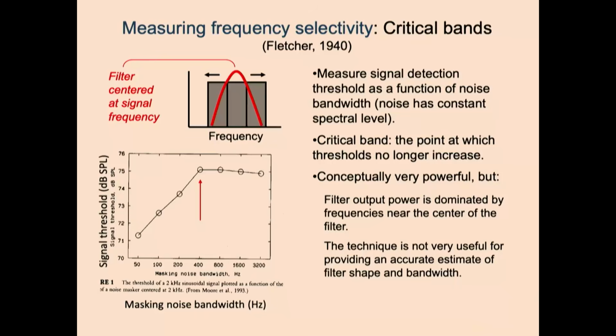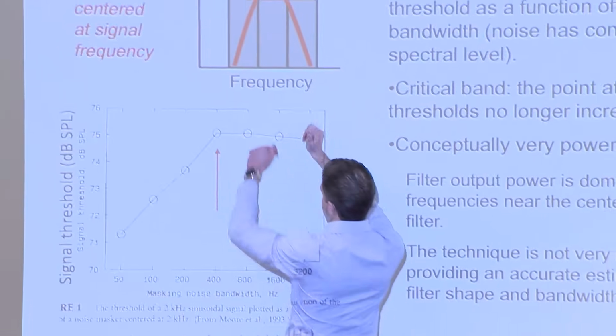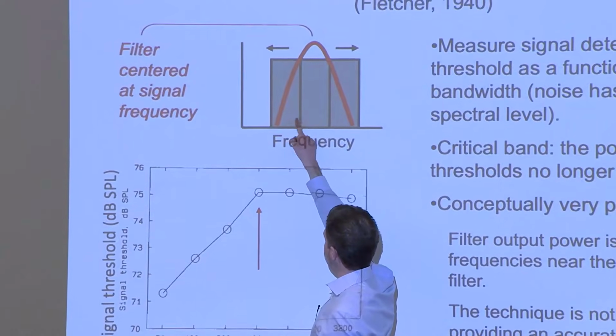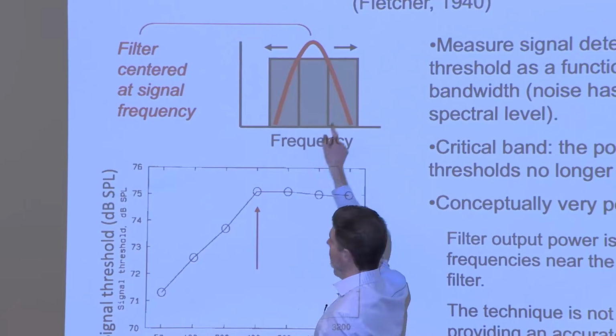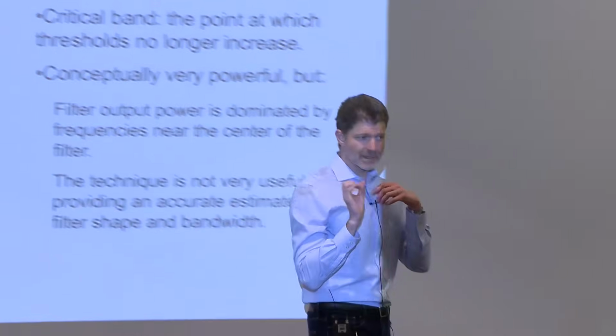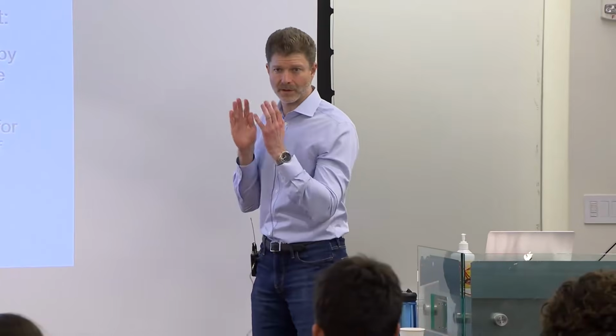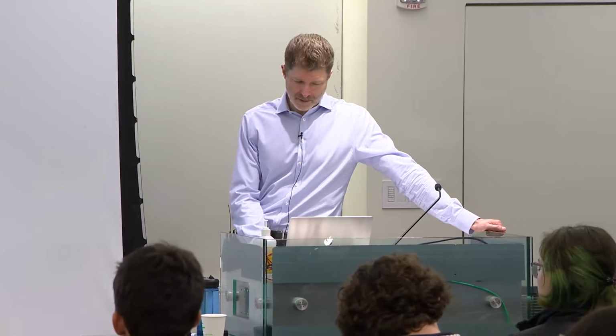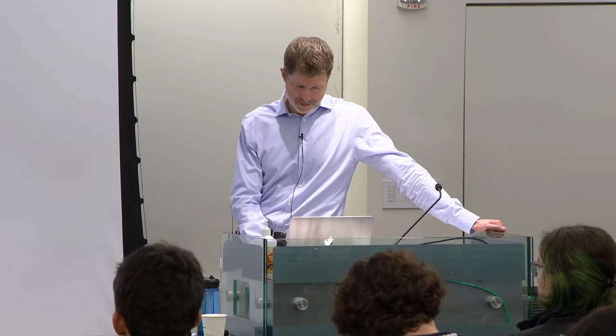The main issue here is that the filter output power is really dominated by frequencies that are near the center of the filter. Imagine you're comparing this versus this. Because the filter has a weak response here in the skirts, the frequencies out there don't have a huge contribution to the overall amount of power. And so the technique is not super useful for providing an accurate estimate of the filter shape and bandwidth. So we mostly use this now for teaching purposes.